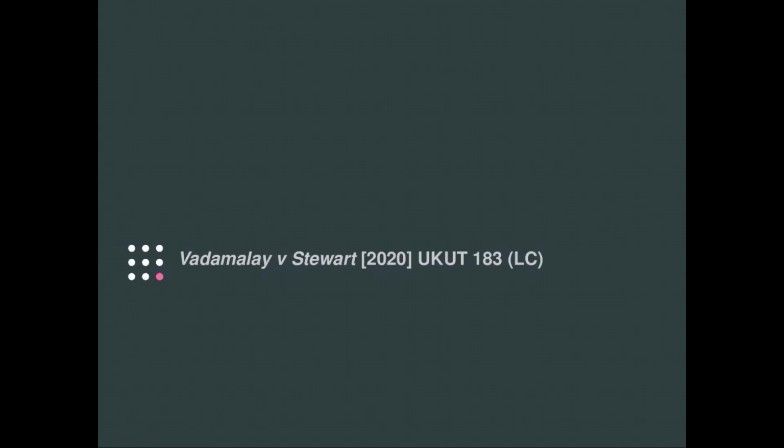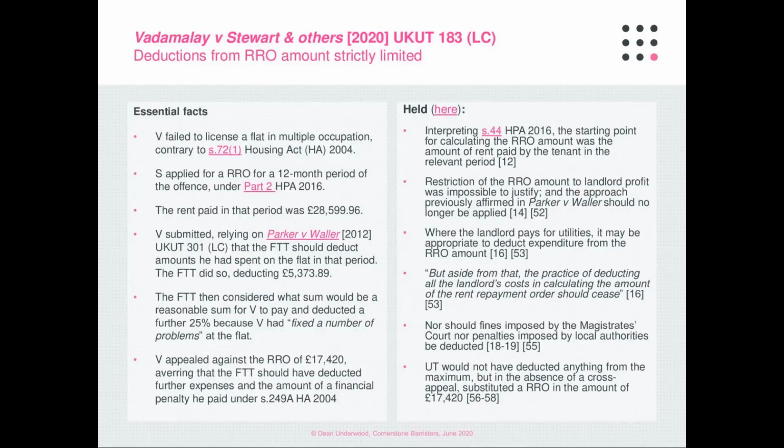So the first of our cases, Verdamile and Stewart, and I hope I've pronounced that correctly. This was a case in which the Upper Tribunal had to consider the extent to which the First-tier Tribunal was entitled to deduct certain expenditure on the landlord's part from the amount of a rent repayment order. So in this case, the landlord had failed to license what was in effect a flat in multiple occupation, which required a license, and had therefore committed an offence under Section 72 of the Housing Act 2004.